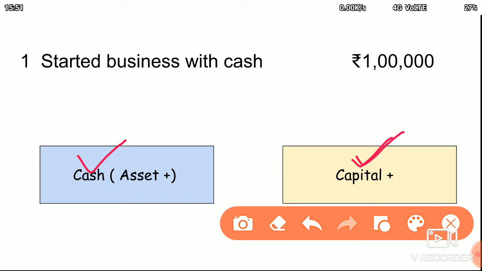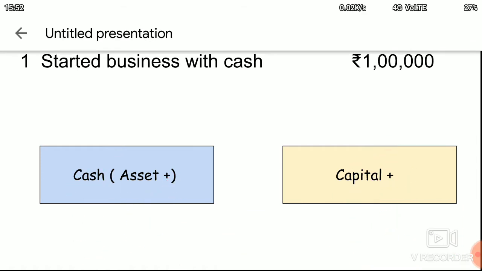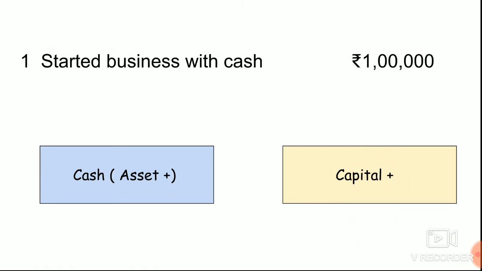So the two accounts that will get affected will be, one will be cash account and the other one will be capital account. Cash is an asset account, so this asset will increase in the business in the form of cash, and the business will also increase capital because the owner brings 1 lakh rupees as capital. So capital will increase and cash account will increase by 1 lakh rupees. Now when we show this in our accounting equation, this is how it will appear.